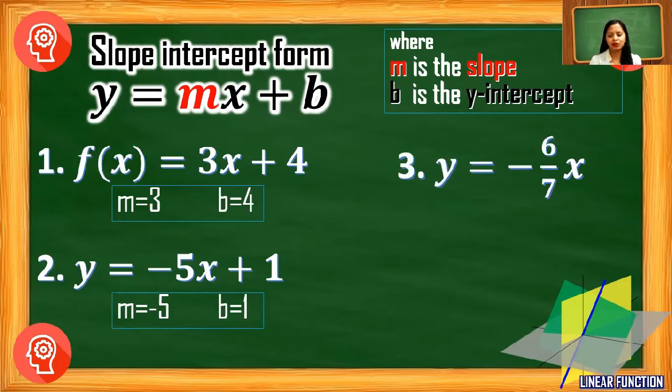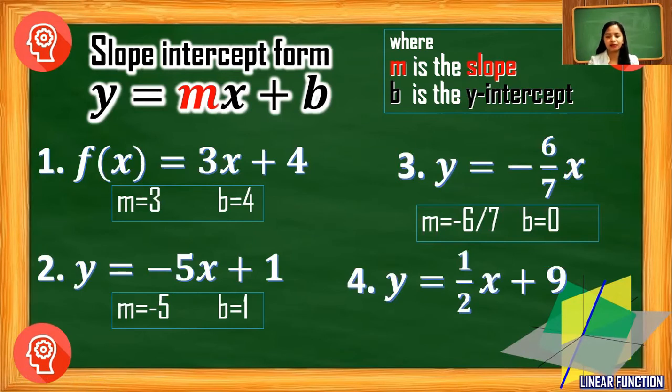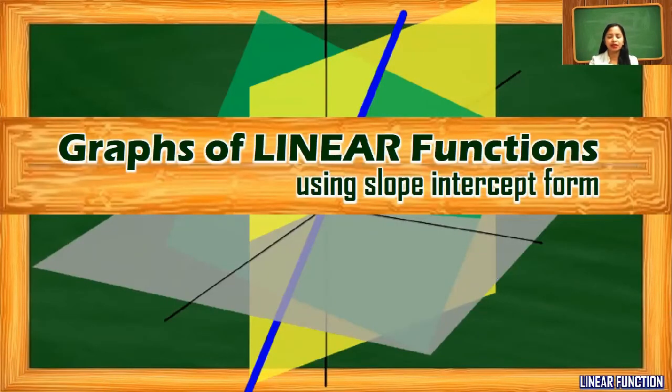How about this example? We have y is equal to negative 6 over 7x. So our slope is equal to negative 6 over 7 and our y-intercept is equal to 0. How about this? y is equal to 1/2 x plus 9. Yes, you're right. Our slope is equal to 1/2 and the y-intercept is equal to 9. Very good. Now, let's proceed to the graph of a linear function.